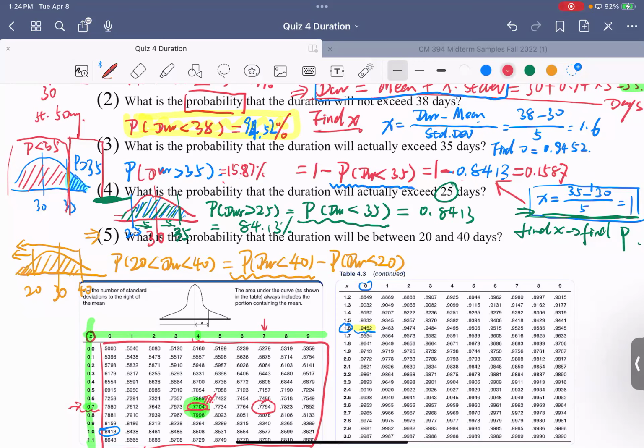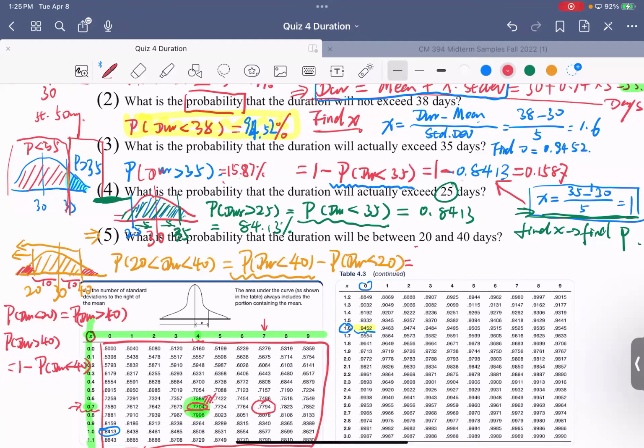to here. Is that correct? So if we mirror this part to here, that means the P, I'm writing here, okay? The P duration less than 20 is equal to P duration more than 40. Is that correct? Because here is 10 difference, here is 10 difference, right? The P duration more than 40 is actually equal to 1 minus the P duration less than 40.